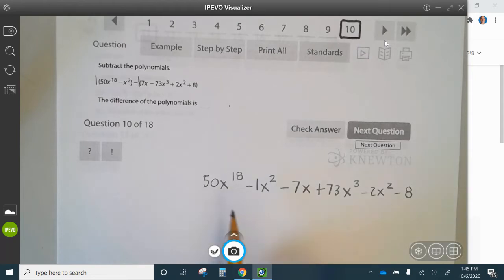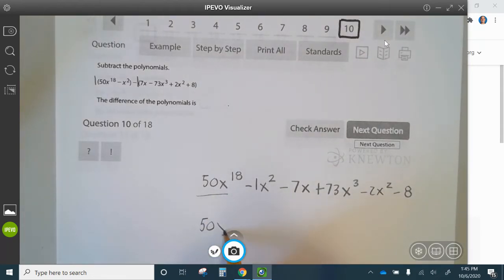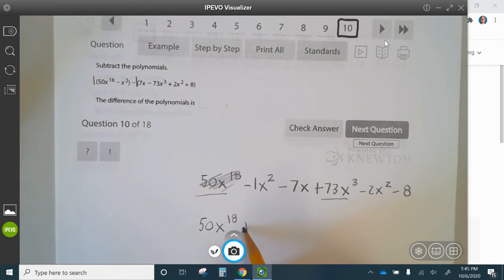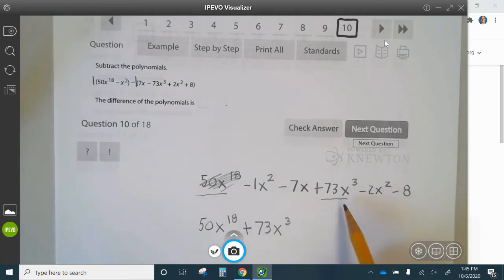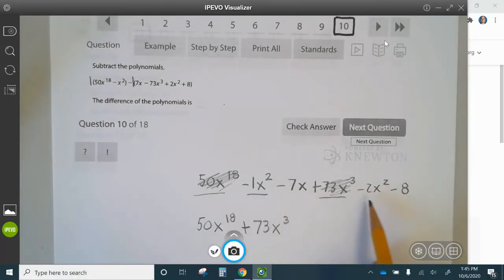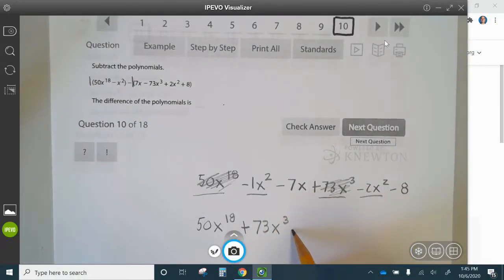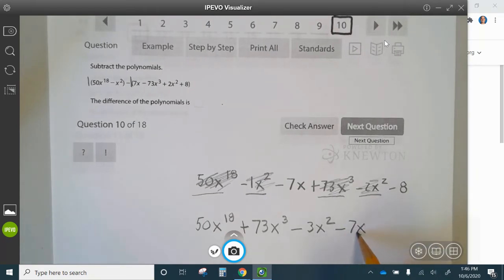Okay. So here we have the highest exponent, so it's 50x to the 18th. So we're done there. The next highest exponent is the third, so that's plus 73x cubed. So we're done with this. Now we get to x squared. So negative 1x squared minus 2x squared is minus 3x squared. And then minus 7x minus 8.